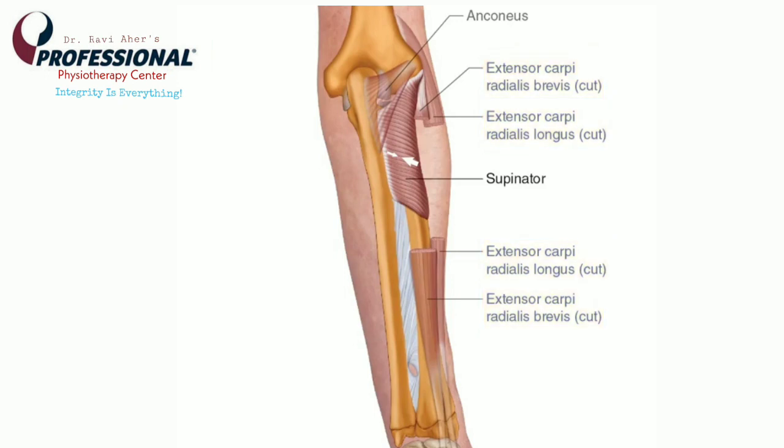The supinator muscle attaches proximally along the lateral epicondyle of the humerus and along the supinator crest of the ulna. From there, the supinator runs laterally to attach onto the posterior, lateral, and anterior sides of the proximal 1/3 of the radius.